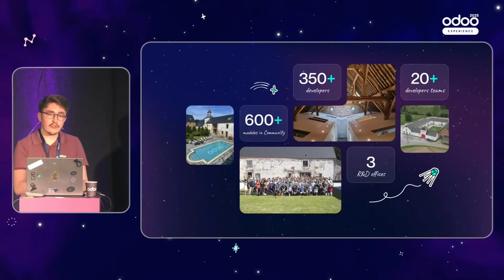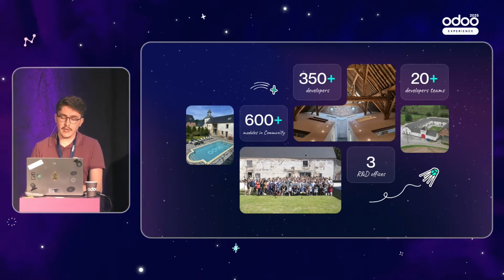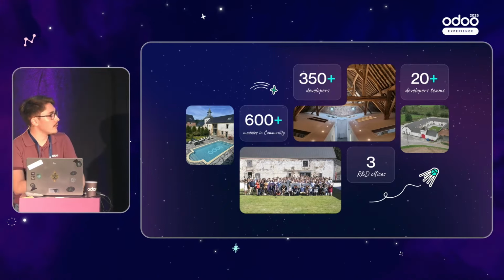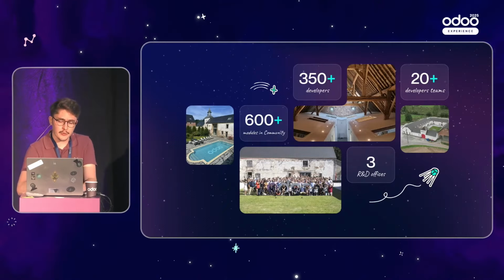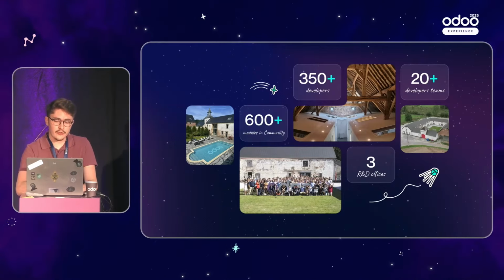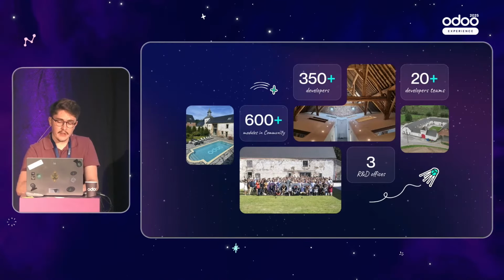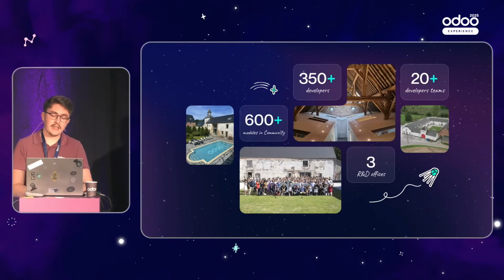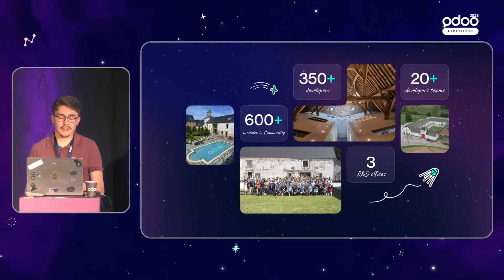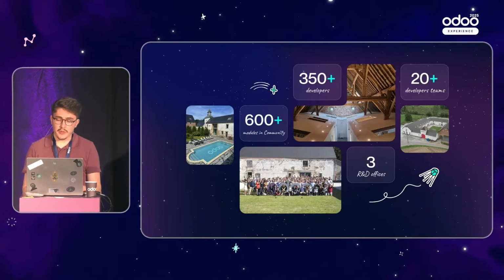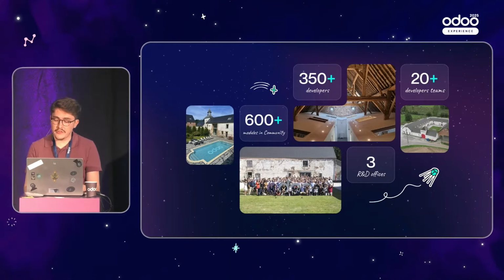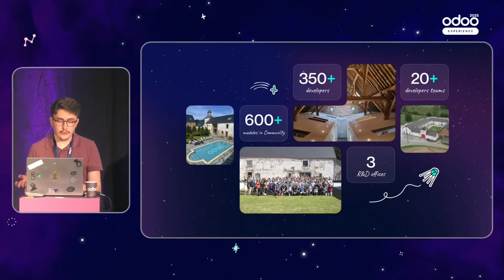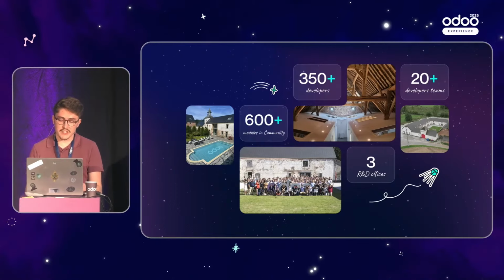Now, this is only a button, so it's quite inoffensive. But here are some numbers about the R&D at Odoo. We have more than 350 developers, more than 600 modules in the community, more than 20 developer teams, and 3 offices. So you can imagine that at the scale of Odoo, if we start having this inconsistency, it becomes a mess. And what is a mess for us becomes a mess for the clients because they are lost. They cannot navigate. They cannot use the software as efficiently as they should.